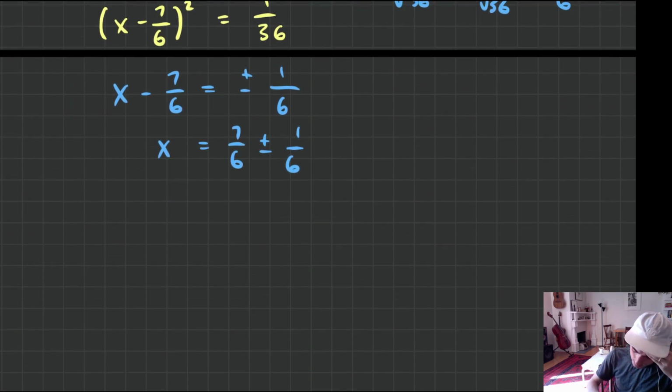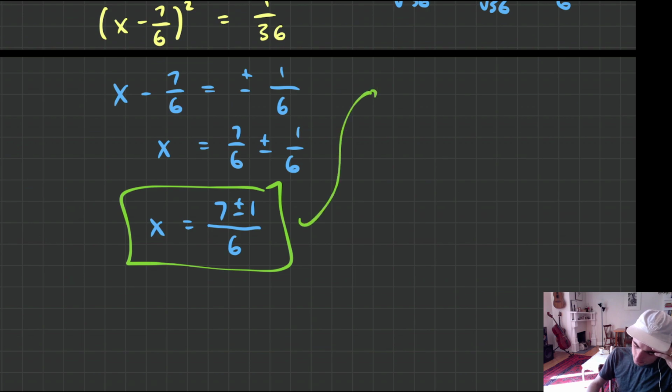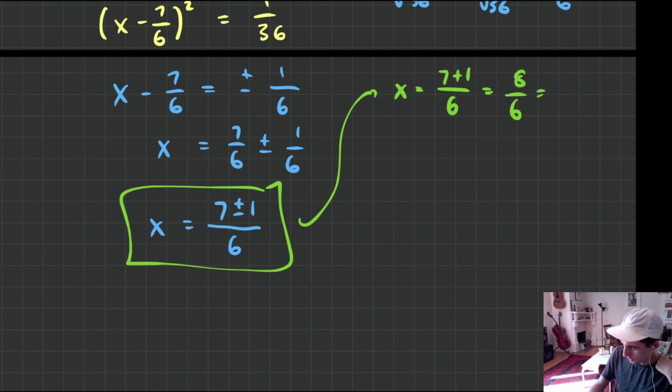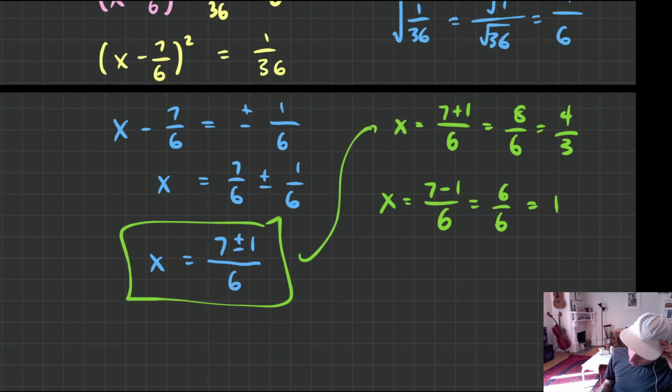And a nicer way to write that is that x is equal to 7 plus or minus 1, all divided by 6. So those are the solutions, but I still want to write this in factored form. So that means that x has two possibilities. x can be either 7 plus 1 over 6, which is 8 over 6, or in other words, 4/3. Or x is equal to 7 minus 1 over 6, which is 6 over 6, or just 1. So those are my two possibilities.